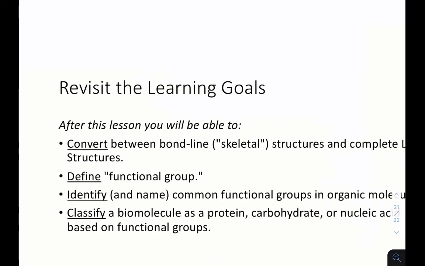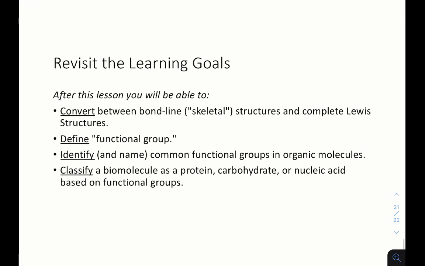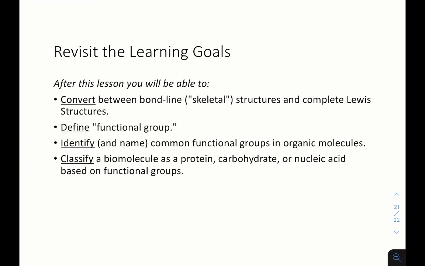Good job. We are ready to revisit our learning goals and get to the practicing. Can we convert between bond line, aka skeletal structures, and complete Lewis structures? Yes, we can. So we know every end or bend is a carbon atom. So we have an end and a bend. So we have two carbon atoms bonded to an O and an H. We need to show all bonds. I have to write this bond out. I need to show the lone pairs as well for a complete Lewis structure. And then I fill in hydrogen atoms to complete the octet of each of those carbon atoms. These three hydrogen atoms, they were implied in the skeletal structure.